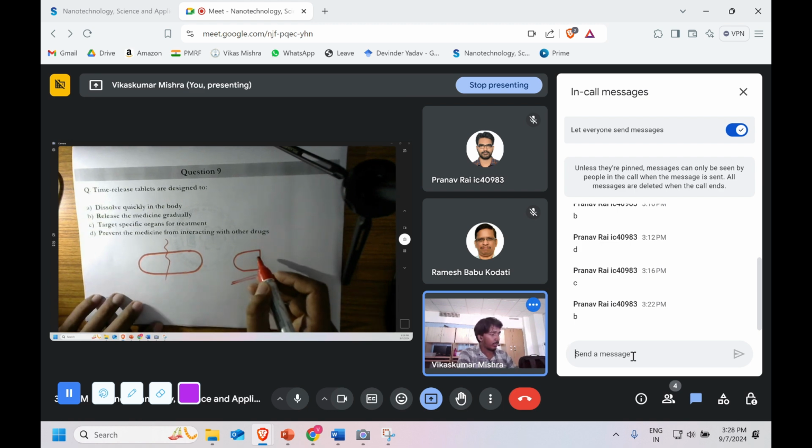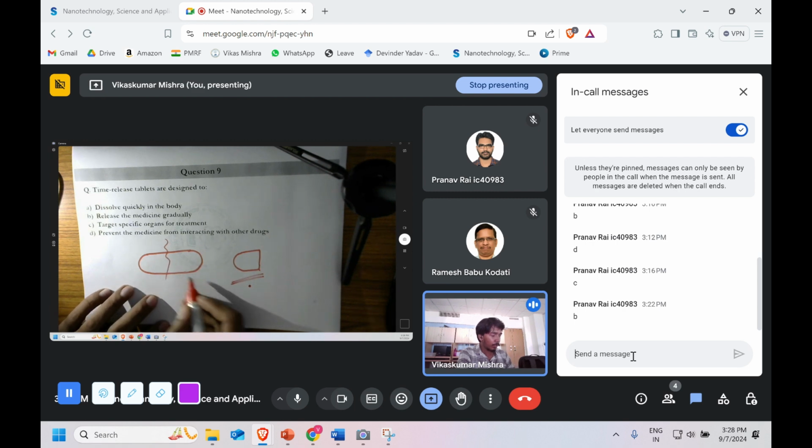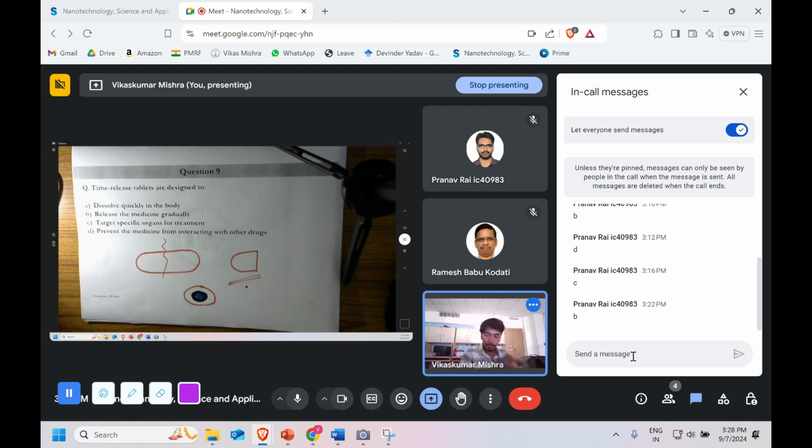The reason behind that, let us see the cross section of this particular medicine. It will look something like this. The inside layer, then the outside layer compared to that, and the layer which is next to that.